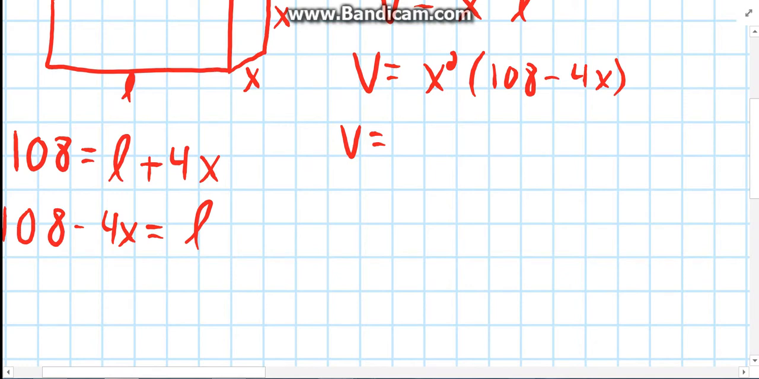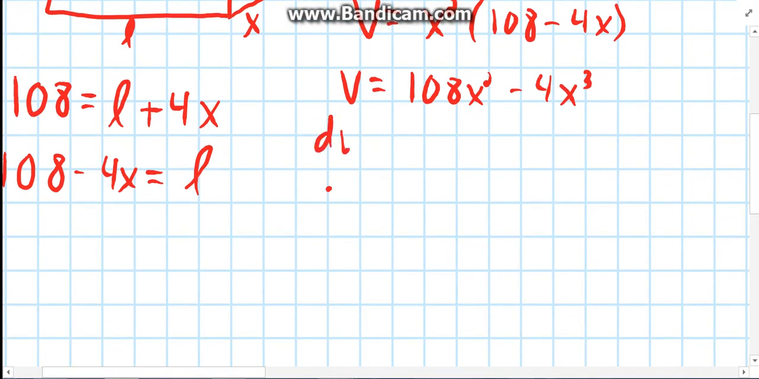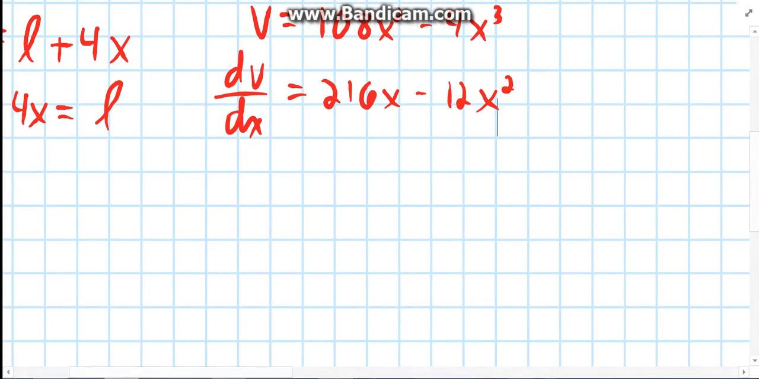But anyway, before you derive this, you should simplify it down. So you're going to get 108x squared minus 4x cubed, and then we're going to derive it because we want to know where the minimum or the maximum volume is. So we derive it and we get 216x minus 12x squared. That's just the derivative. We want to know where it's 0. And to find out where it's 0, we're going to factor it.